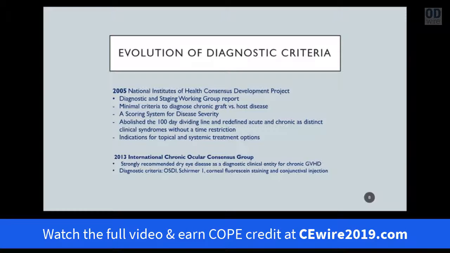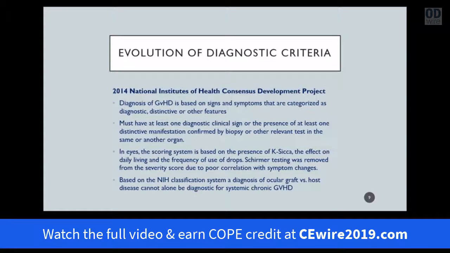In 2013, there was a convention of the International Chronic Ocular GVHD Consensus Group, and they strongly recommended dry eye disease as a diagnostic clinical entity for chronic GVHD. They proposed that the diagnostic criteria include the Ocular Surface Disease Index, Schirmer-1 testing, corneal fluorescein staining, and conjunctival injection. In 2014, the diagnosis of GVHD was based on signs and symptoms that are categorized as distinctive, diagnostic, or other features, and we still use these guidelines now.